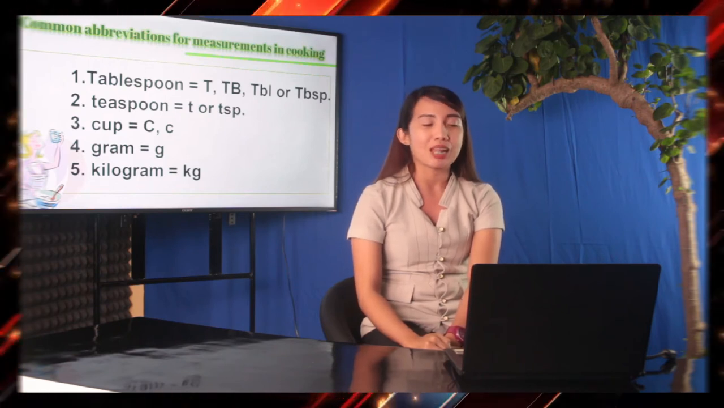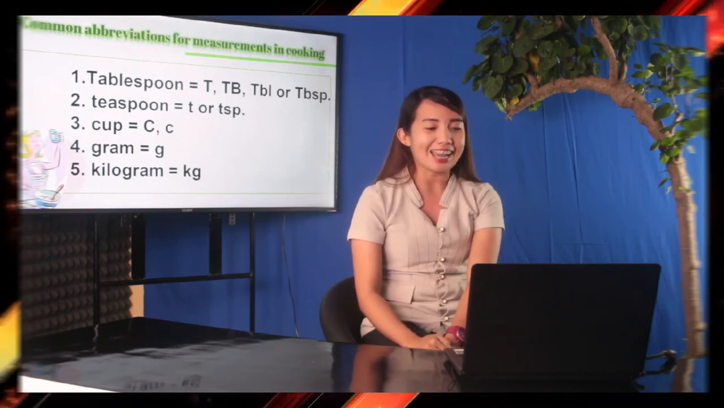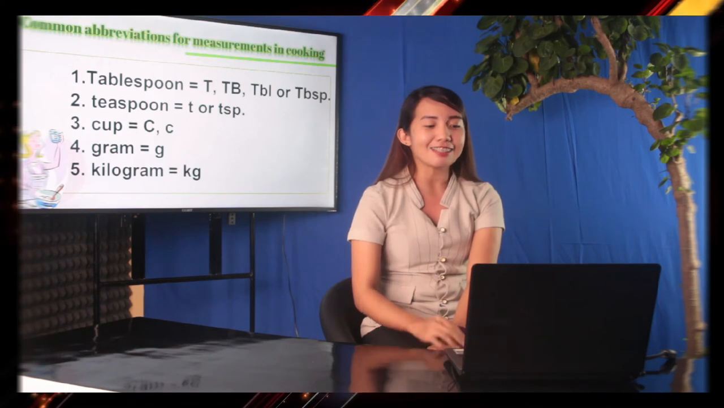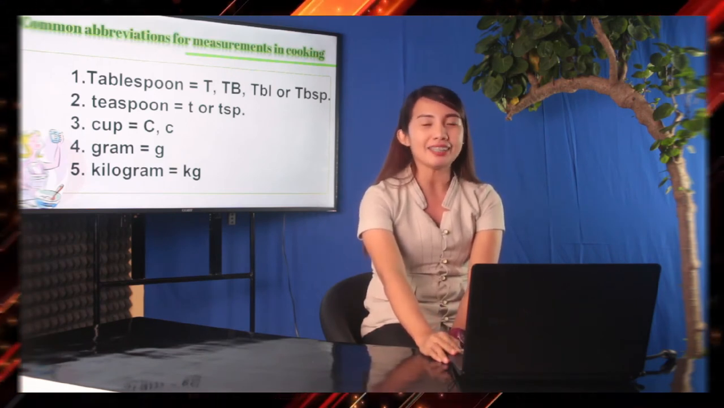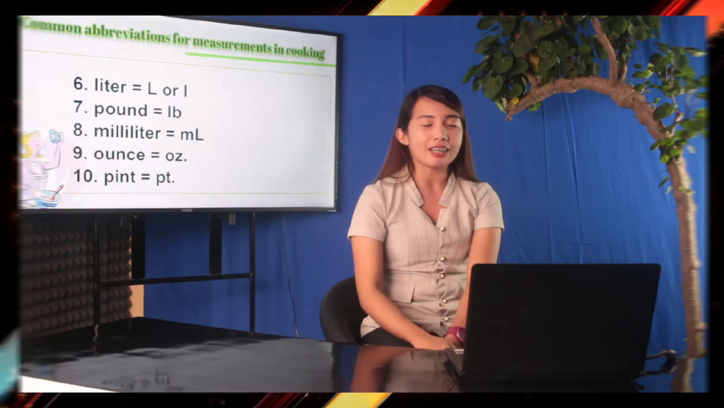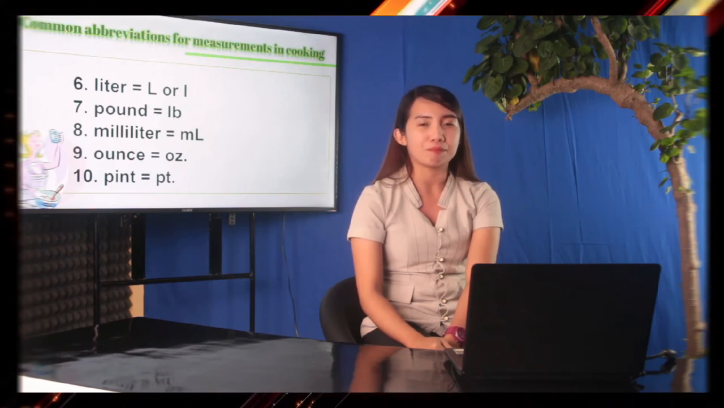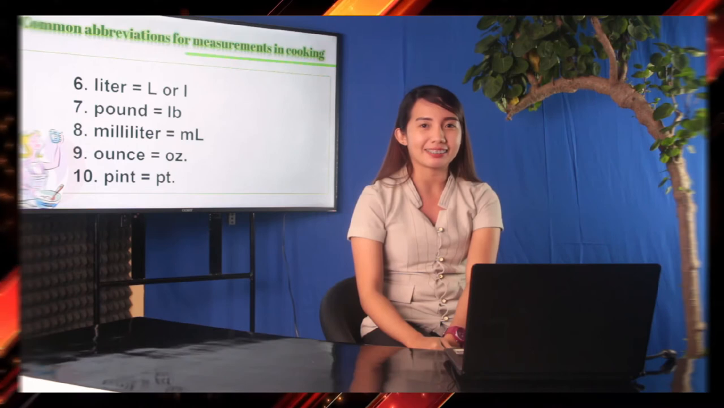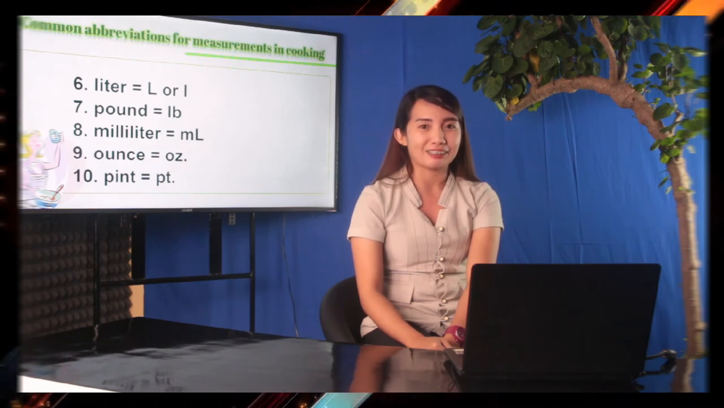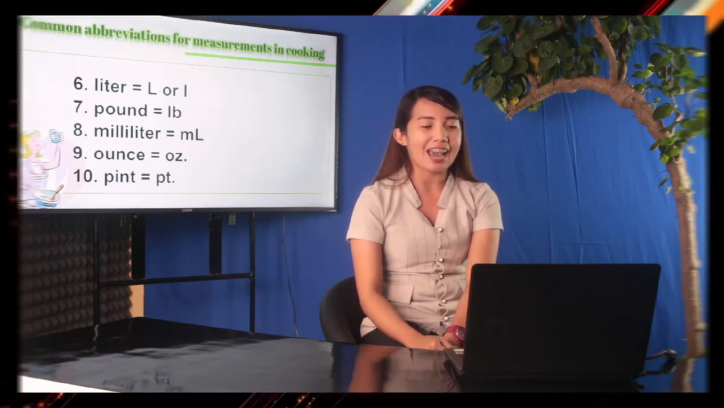Next is cup. For the cup, you can use big letter C or small letter c. Next, we have the gram. For gram, you can just write letter G. Next is the kilogram. For kilogram, you write KG. Next is liter. For liter, you write big letter L or small letter l. Next is pound. For pound, you write LB. Next is milliliter. For milliliter, you use M and L. And for the ounce, you use OZ. And for the pint, that's PT.